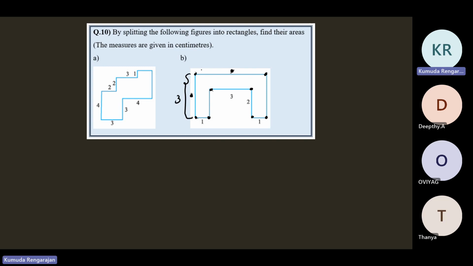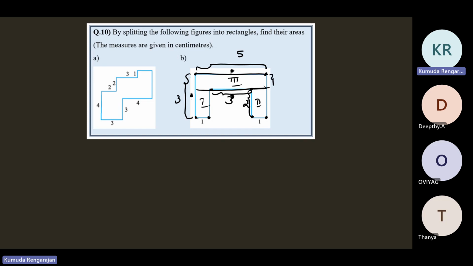Okay, let me take out this. This full thing is 5. This one is 3. This one is 3. This full thing is 2. Now we have divided like this. We have rectangle 3, 1 and 2 here. So now for rectangle 3, you know the length is 5 centimeters. The length is here 5 centimeters.